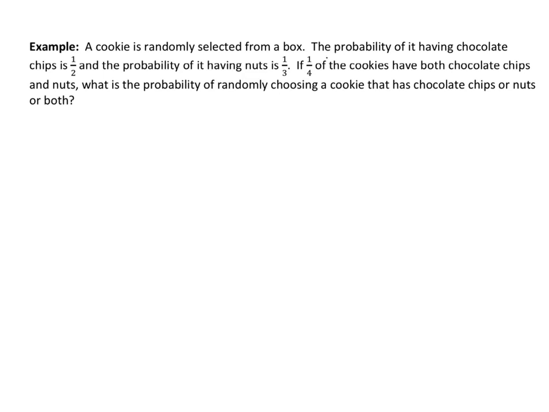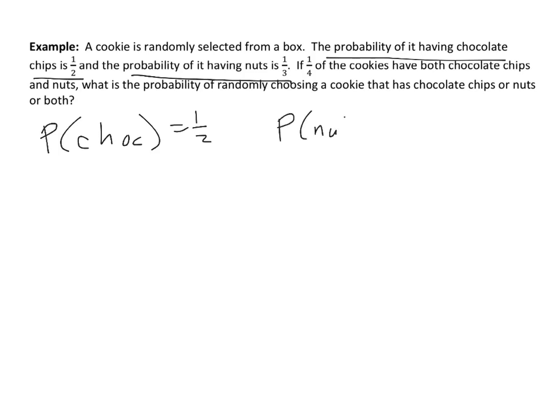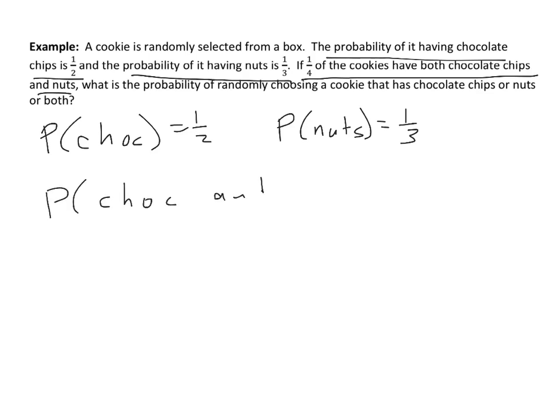So first, the probability of having chocolate chips is 1/2. So the probability of chocolate is 1/2. Then we're told the probability of having nuts is 1/3. So the probability of nuts is 1/3. And then we're told a quarter of the cookies have both chocolate chips and nuts, so that means the probability of chocolate and nuts is 1/4.